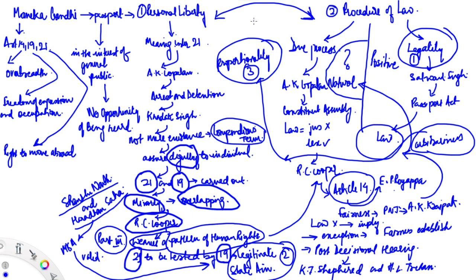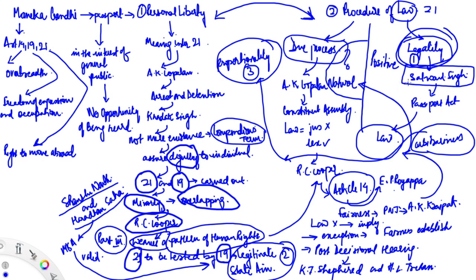Then we come to the question of what is the procedure of law which is mentioned under Article 21. The question that arises is whether the procedure laid down by the law has to be a procedure tested by the due process of law, or whether the law only means whatever law is made by the parliament, howsoever arbitrary it may be. Now, the legality part: if you want to restrict the rights under Article 21, there is a necessary requirement that there has to be a law passed by the parliament.